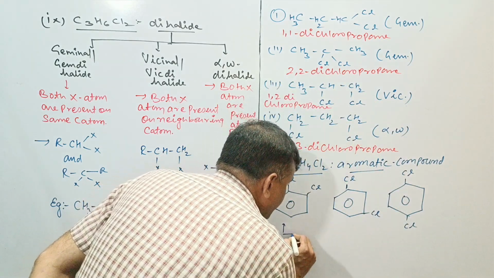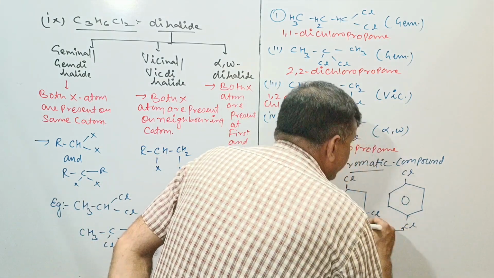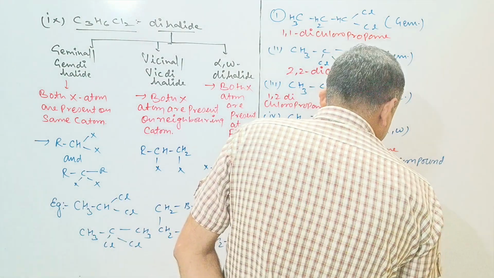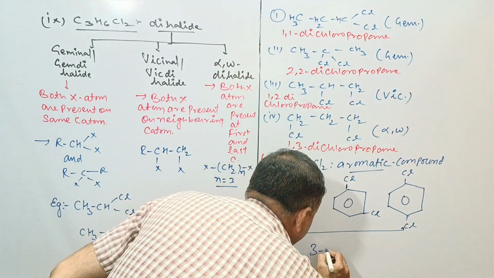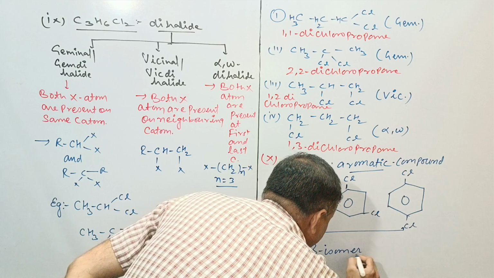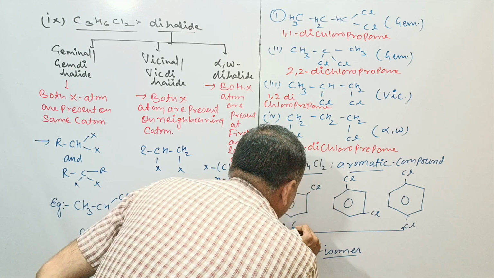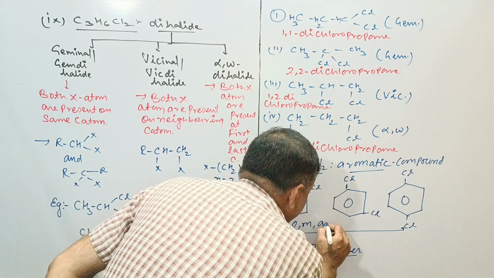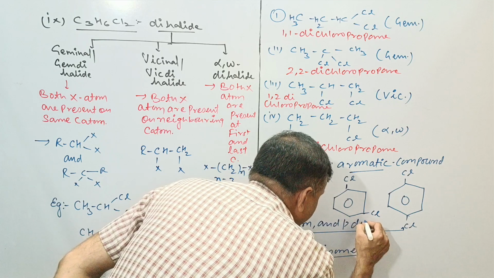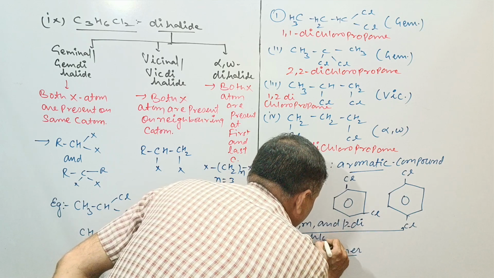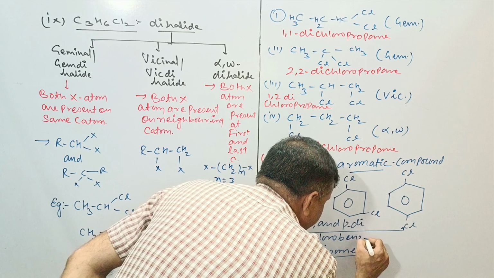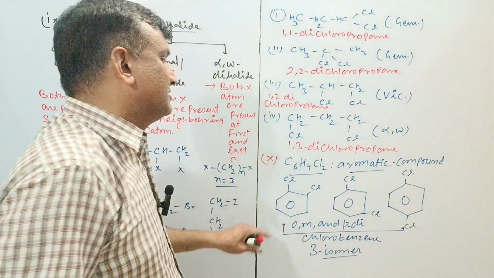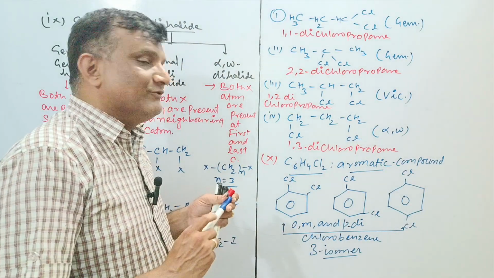So these will be the 3 isomers, three isomers as position isomers. You can say ortho, meta, and para dichlorobenzene will be the name. So this one is about the C6H4Cl2 as the 10th compound.